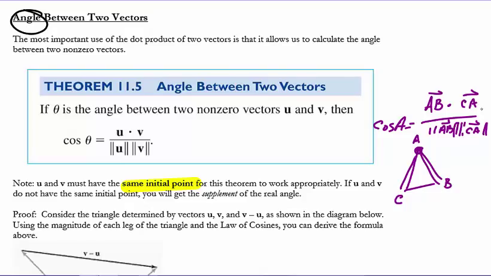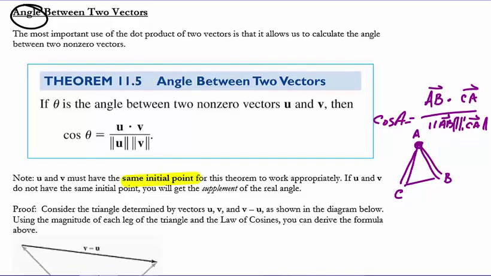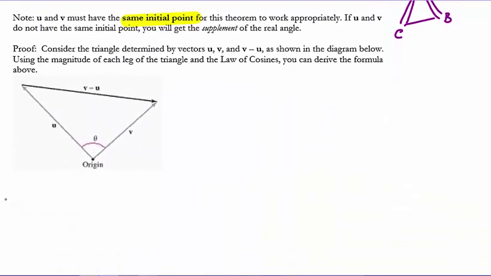All right, so here is where you're going to love me. We're going to prove it. Where did it come from? Well, you know where it came from? It came from the law of cosines. So let's talk about the law of cosines. Do you remember the law of cosines? The law of cosines says the following: C squared equals A squared plus B squared minus 2AB cosine C.